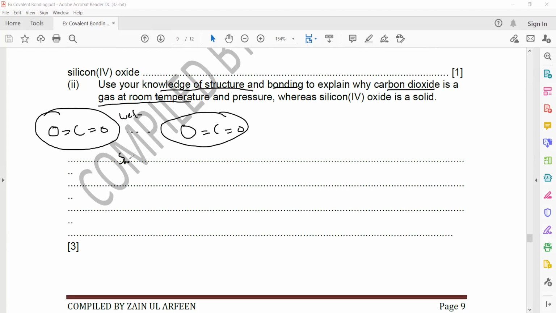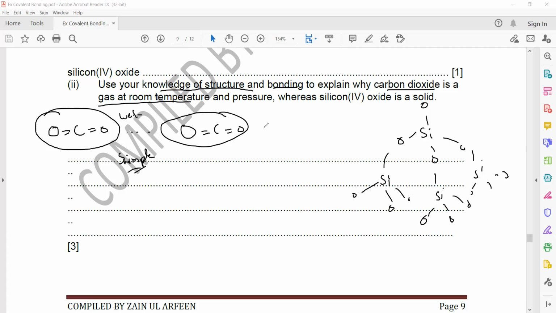So this question on carbon dioxide is for 3 marks. How do you score 3 marks? In silicon 4 oxide, it will have a giant structure in which all the bonds are covalent bonds, and they will be strong covalent bonds, a giant or macromolecular structure.